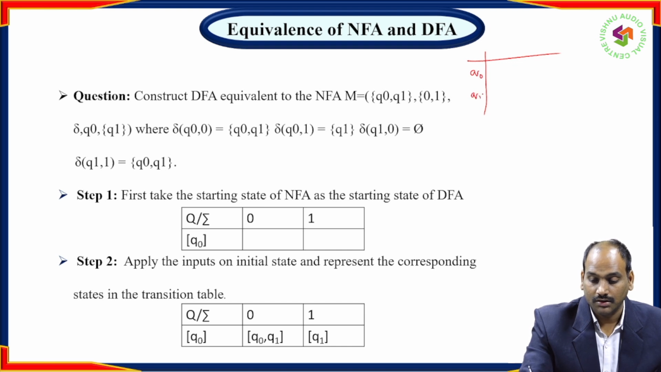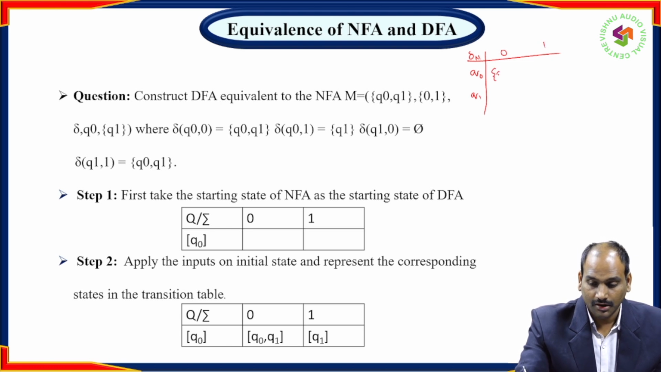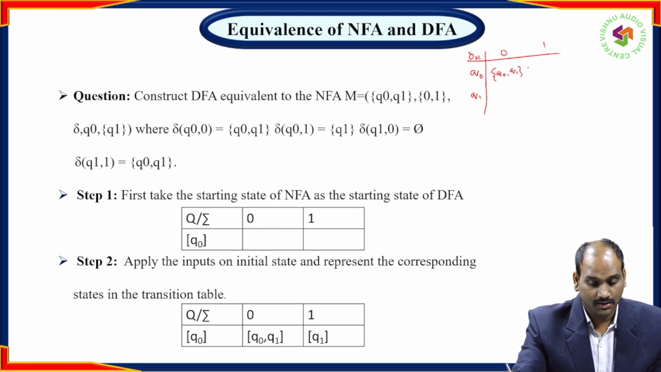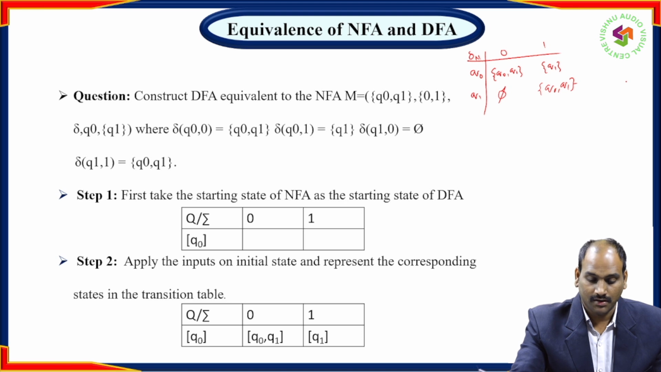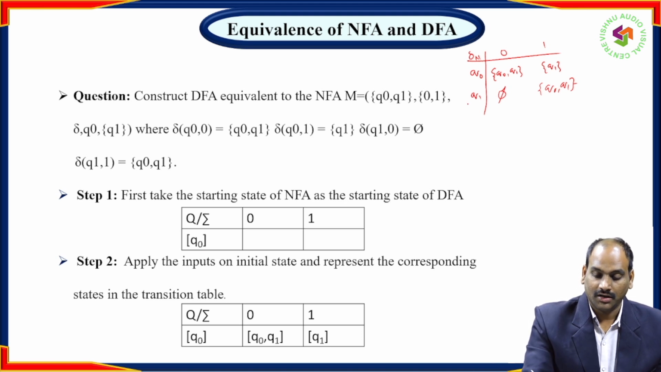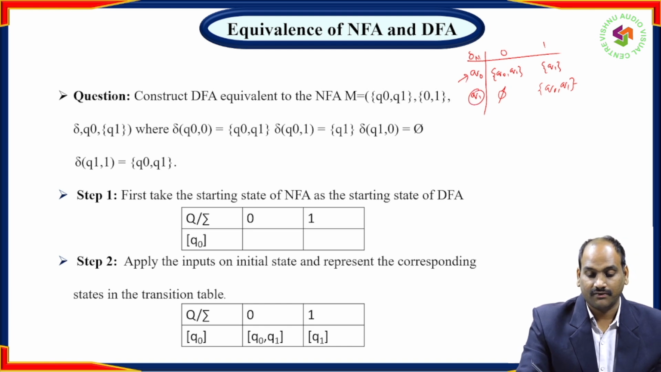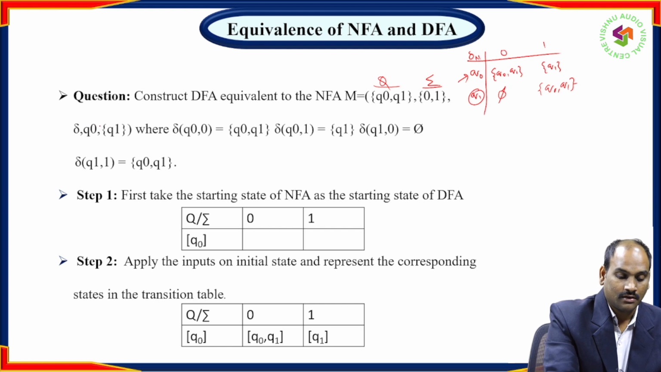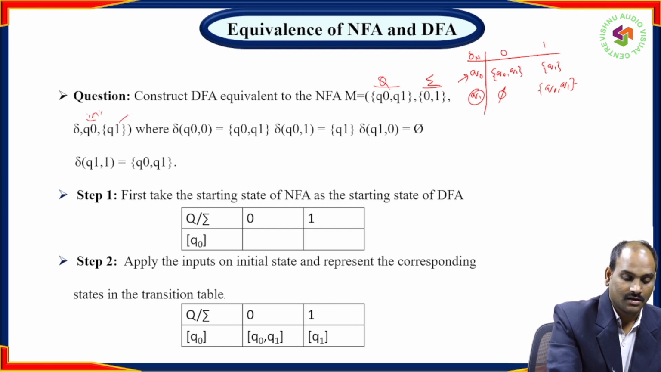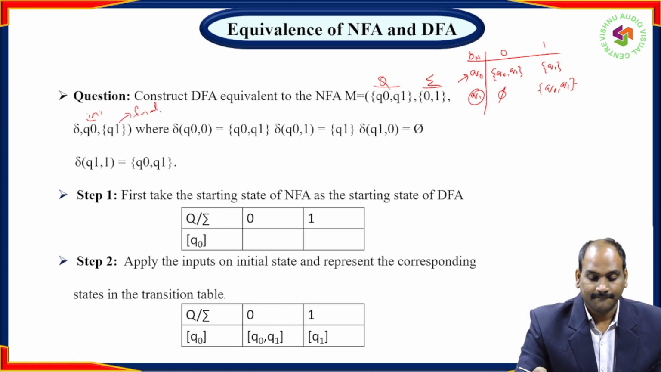Q0, Q1. Q0 on 0, it is going to the state Q0. Q0 on 1, it is in the state Q1. Q1 on 0, it is phi. Q1 on 1, it is Q0, Q1. Okay, Q0, Q1. For this, we have to take what is the initial state and what is the final state for the DFA, because here we have mentioned the Q and the sigma and the transition function, this is the initial state and this is the final state. Okay, and these are the transition functions.